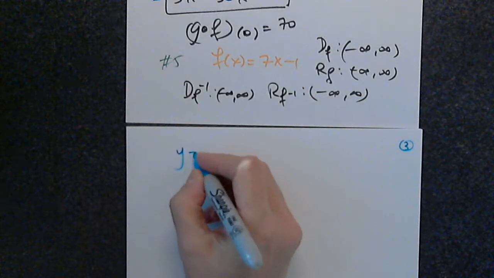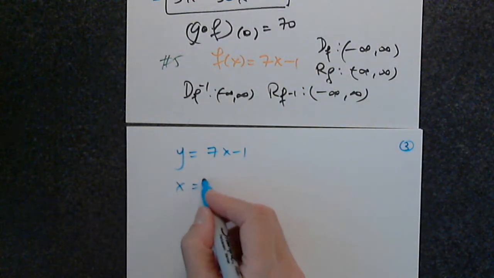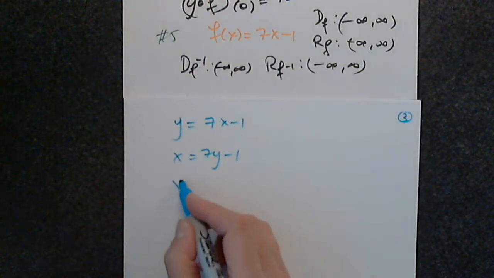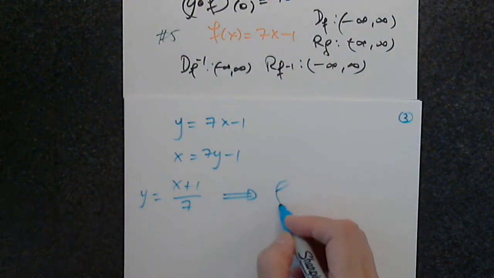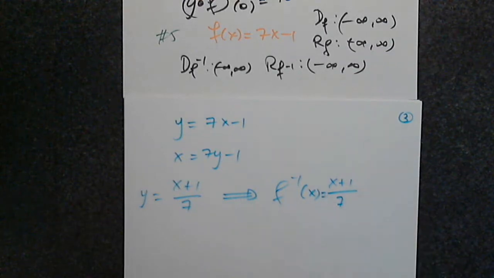So then I have y equals 7x minus 1. My next step is x equals 7y minus 1. And the last step, I solve for y, which is x plus 1 over 7. So I write f inverse of x equals x plus 1 divided by 7. The problem is not asking me to show or check whether these are inverses of each other, so I'm fine.